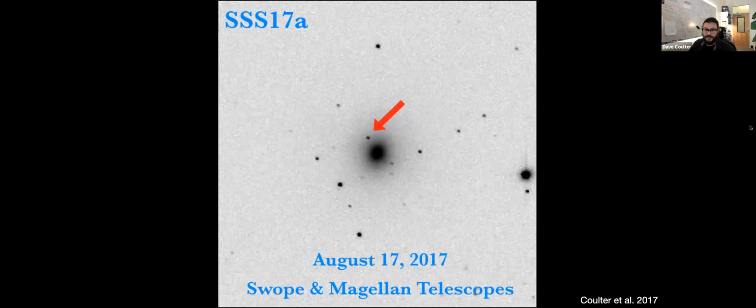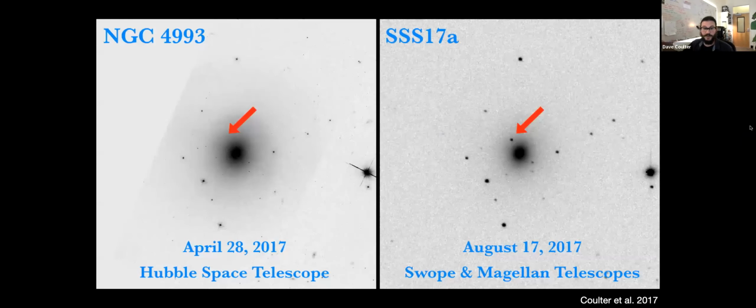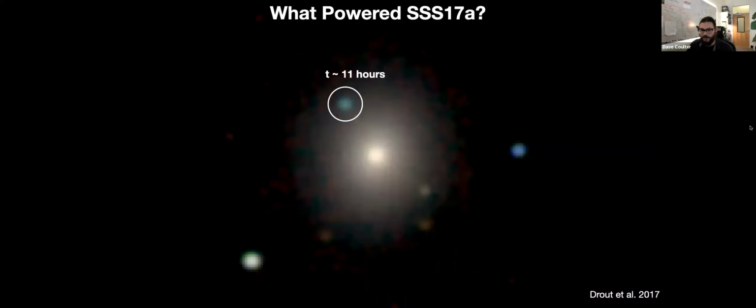And here's that image. This is the galaxy NGC 4993. You can see helpfully put with the red arrow from the data reduction step, that's where the kilonova is. And just to prove that it wasn't there before, this is a pretty serendipitous HST imaging just a few months prior. Okay, so what powered SSS-17A, which is what we called it and since been called AT 2017gfo.